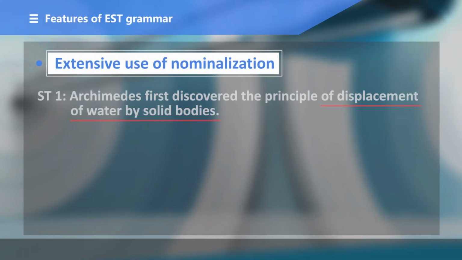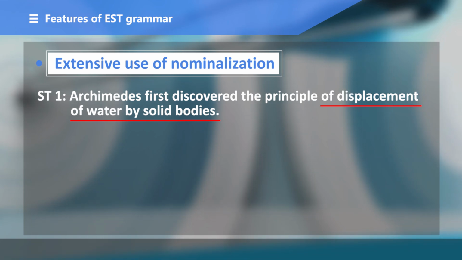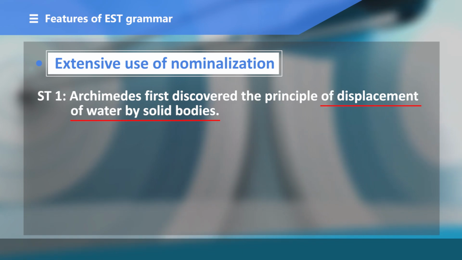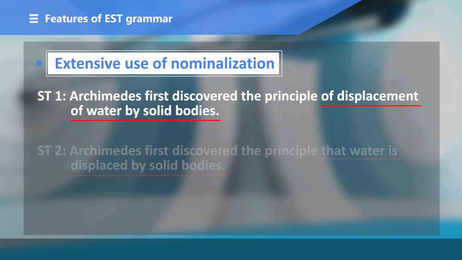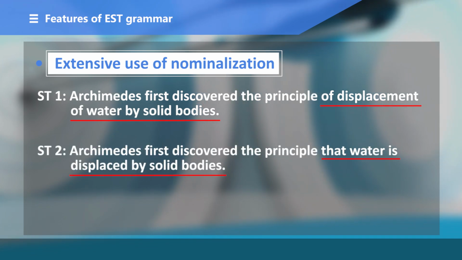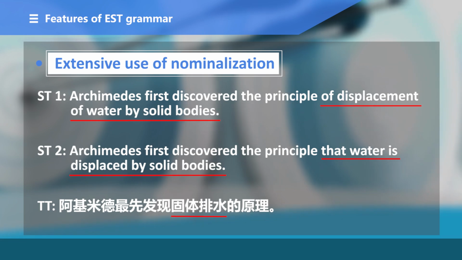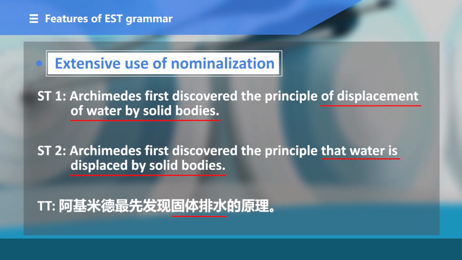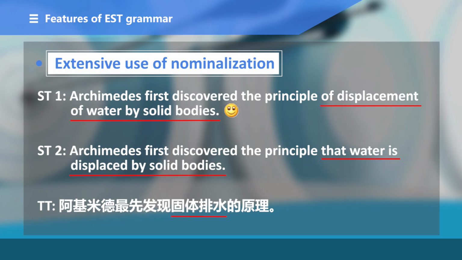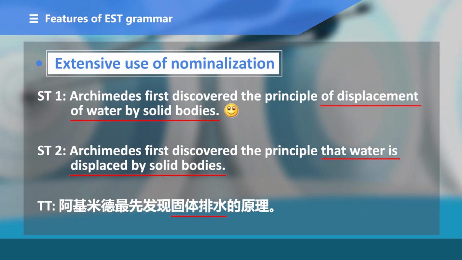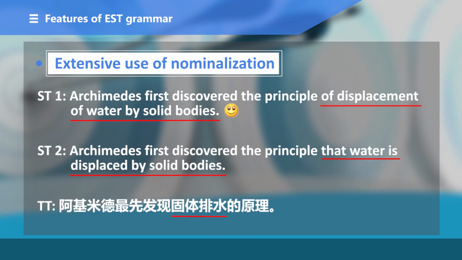Here is example 1. In example 1, "of displays of water by solid bodies" in the source text 1 is a nominalization, and "that water is displaced by solid" in the source text 2 is an appositive clause. In EST writing, ST1 is in preference to ST2 due to its use of the nominalization instead of the appositive clause in ST2, which conforms to the features of EST style.